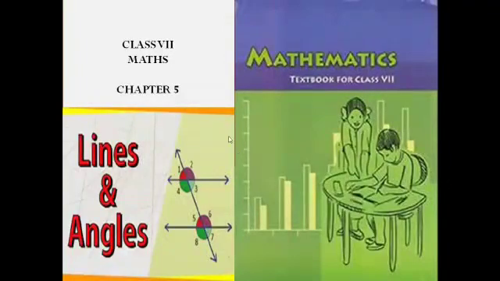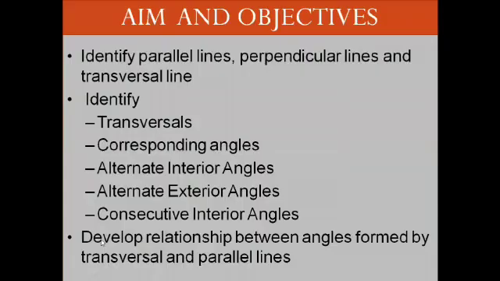Hello students. Today we are going to do chapter number 5 of class 7th maths, that is lines and angles. Aim and objective: after doing this chapter, you will be able to identify parallel lines, perpendicular lines and transversal lines.